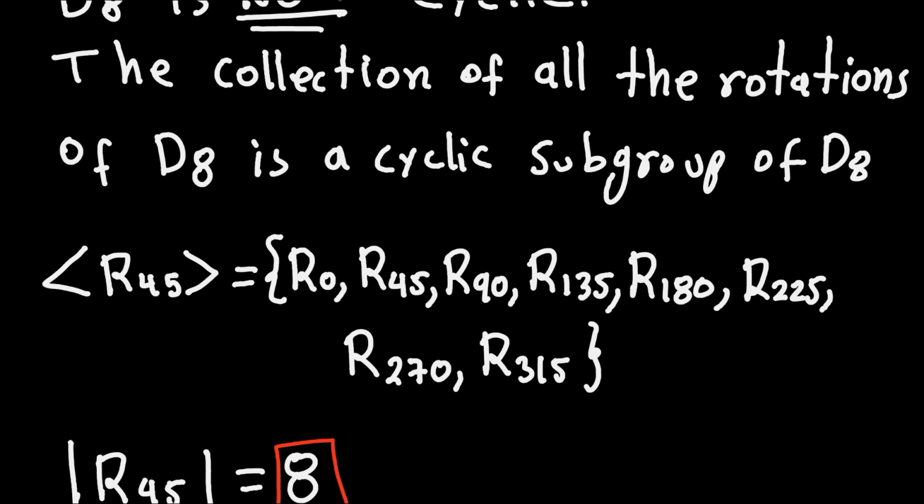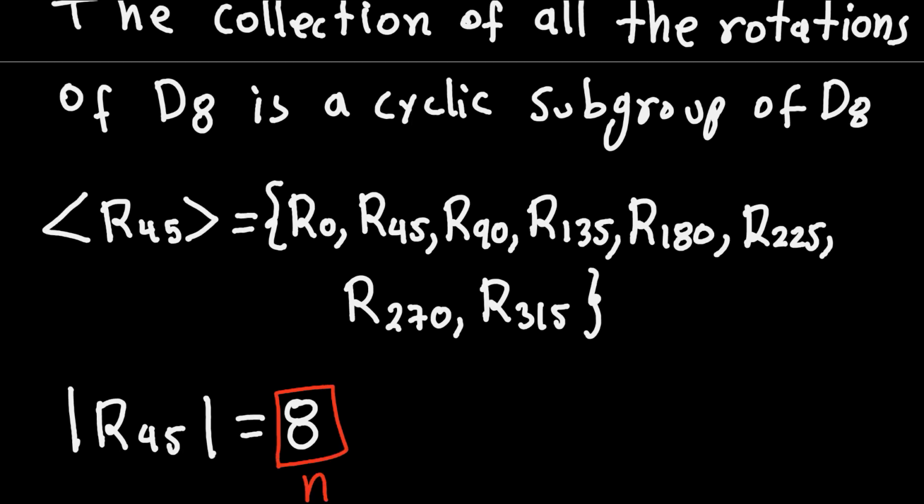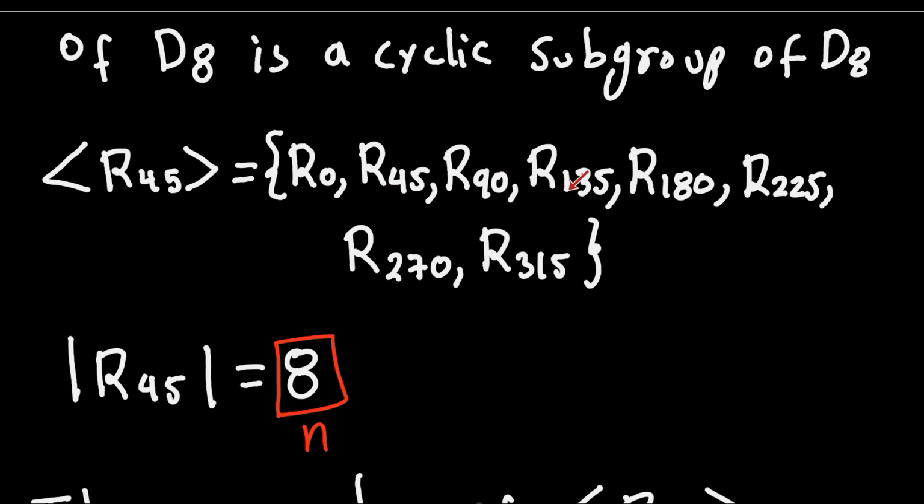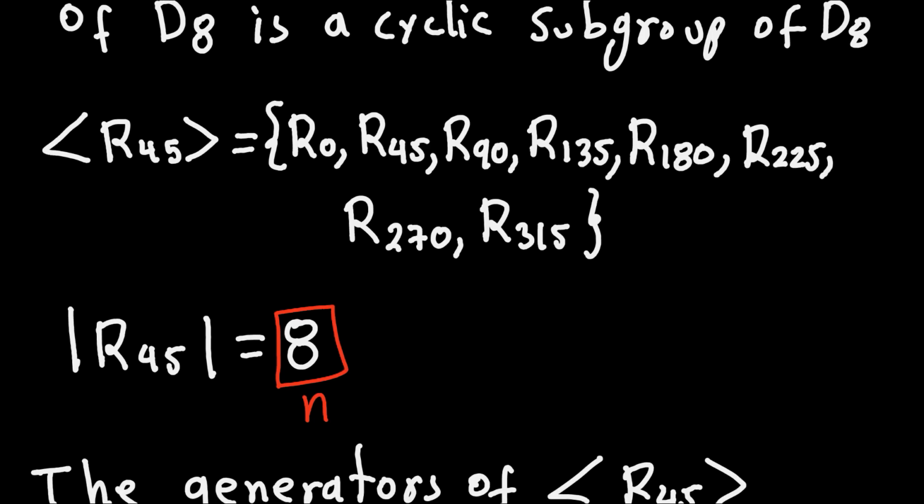So if you start taking powers of R45, you're going to get R0, which is the rotation of 0 degrees, that means do nothing, then rotation of 45, rotation of 90, rotation of 135 degrees, and so on. You're going to get all these elements. These are all the rotations of that regular octagon. And if you count how many we have here, we have 8 elements. So that means that this element has order 8 in D8.